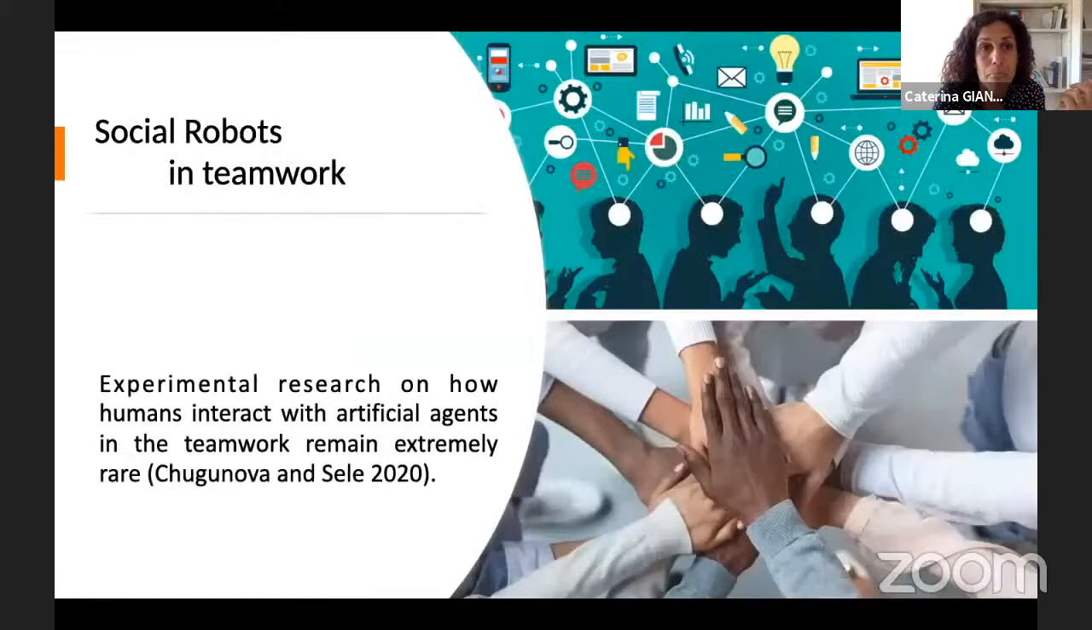Okay, so let me also briefly introduce another field of research where we aim to use both the young humanoid and the face. In particular, we think these two humanoids can be fruitfully used when studying teamwork. Why? Because there is very limited experimental research in this field. And this is important, especially from an economic point of view, because artificial agents, either with a body or without any type of body, are playing a role in many economic situations.